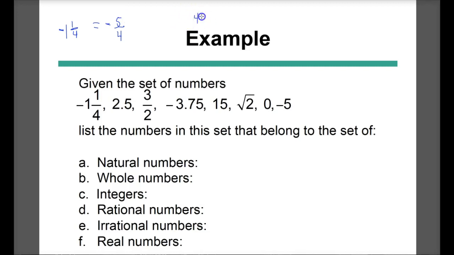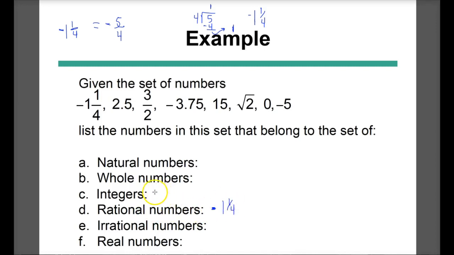And of course, if we wanted to go back the other way, we would take 4 divided into 5, and we know 4 goes into 5 one time. Subtract 4, and we would have a remainder of 1. And so that's how we come up with the 1 1/4. And of course, that would be negative. So anyway, we look here and we see that negative 1 1/4 can basically be written as a fraction. Okay, so since it is a fraction, it can only go here within the rational numbers.